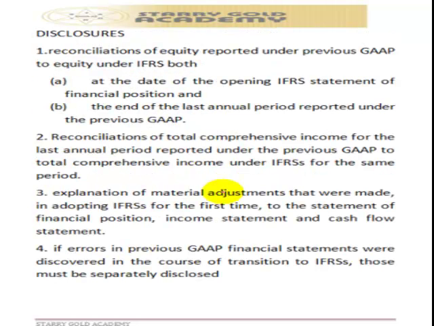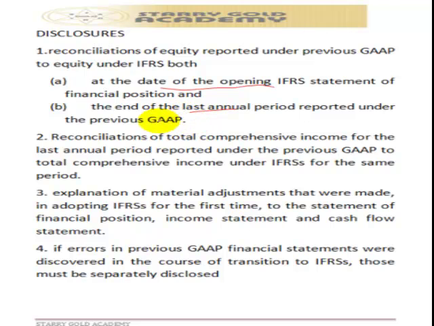Now, let's look at the disclosures required under IFRS. Like I said, before you can prepare IFRS accounts, you must make use of audited accounts. The first thing that is required is a reconciliation of equity reported under previous GAAP. This has already been explained. That is, at the financial reporting date, financial position, and also at the end, you must reconcile your opening equity to the closing equity to arrive at the IFRS equity.